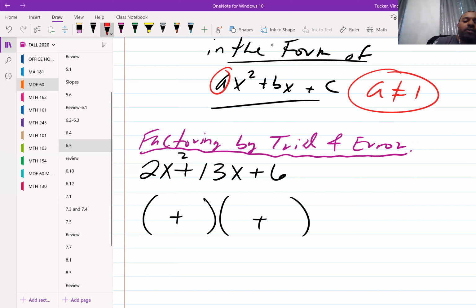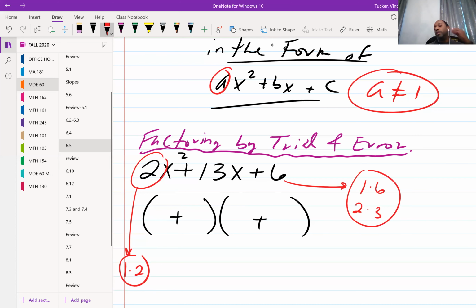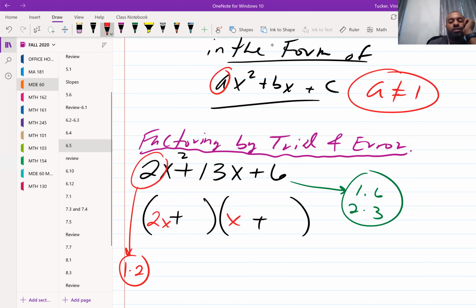Now we're looking at our factors of 2. It's just 1 times 2. And then our factors of 6: 1 times 6 and 2 times 3. So make sure we're all right. These are our choices here for our factors. Matter of fact, I'm going to color that, make that green. All right. So we don't have a choice for 2x and x, 2x and 1x.